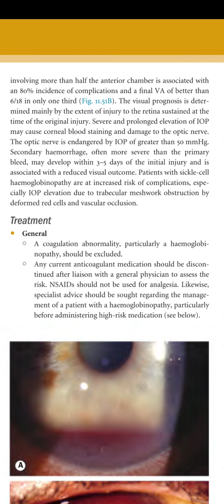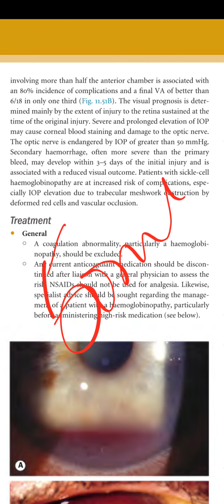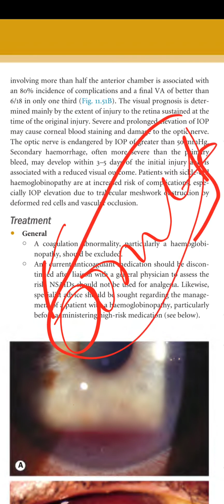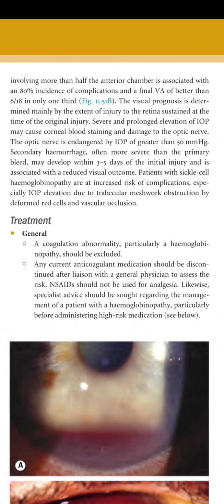So if the IOP is elevated for a long time, it can cause the cornea to be stained by blood and optic nerve damage. The optic nerve is endangered by IOP of greater than 50 millimeters of mercury. So if the IOP is elevated to more than 50 millimeters of mercury in hyphema, then it is more likely to damage the optic nerve. Secondary hemorrhage, often more severe than the primary bleed, may develop within 3 to 5 days after the initial injury and is associated with reduced visual outcome.